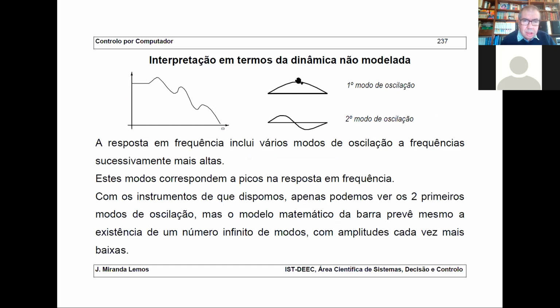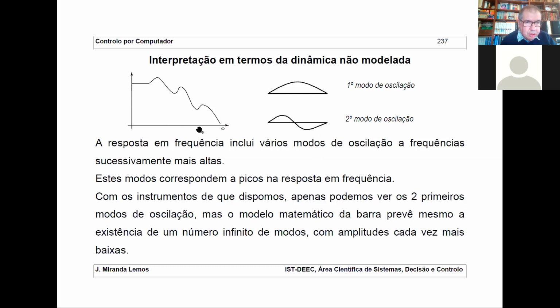For instance, if you want to make it vibrate, you have a fundamental mode. Then you have another way of making the bar oscillate, which has double the frequency, and then you could multiply by some integer number, okay, and so on and so on. The bar is described by a partial differential equation, and if you look at the frequency response of the tip, then you have the first mode. It's the first resonant mode.